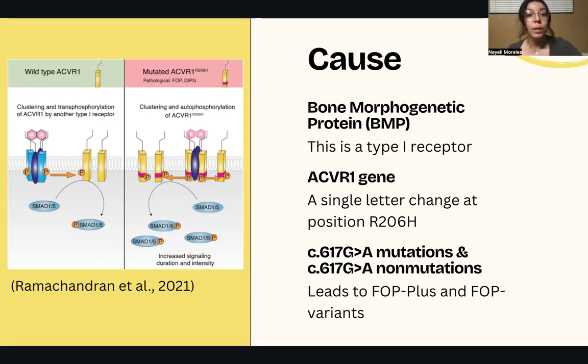But before we do that, I put here to the left an image of what an ACVR1 receptor, or gene, sorry, should be doing. But when it is mutated, that autophosphorylation doesn't really occur, so it kind of makes it stick together.